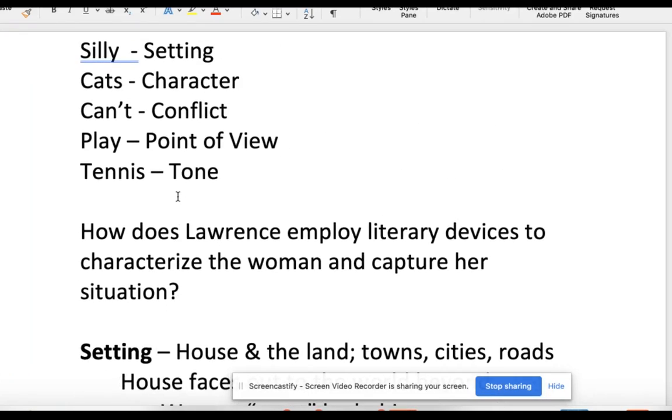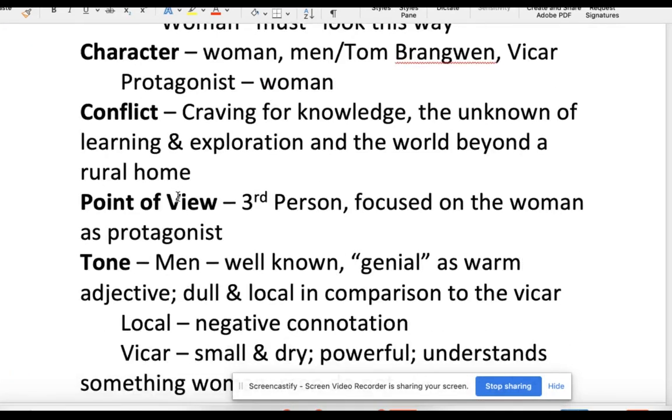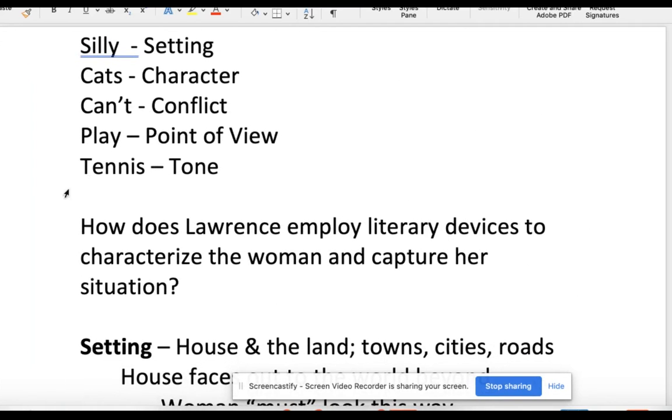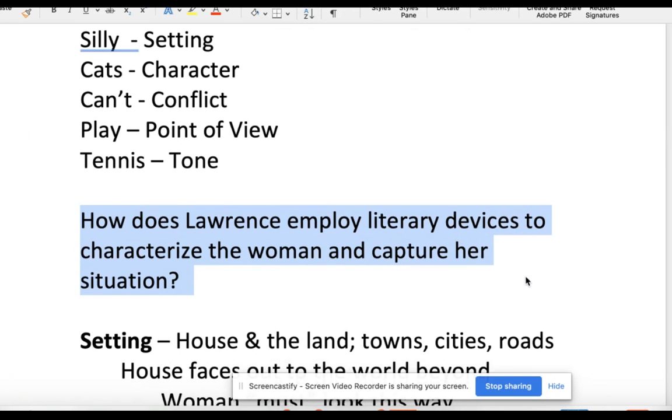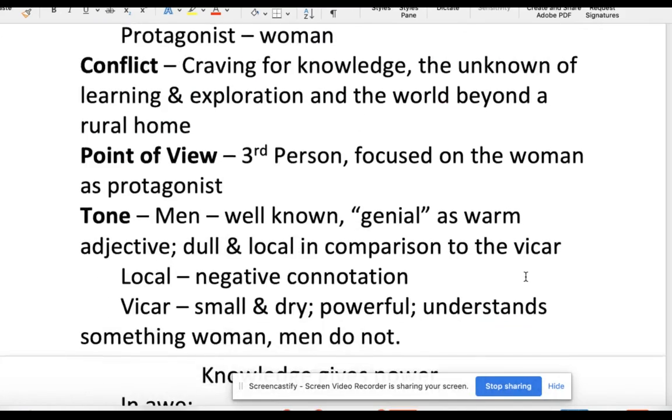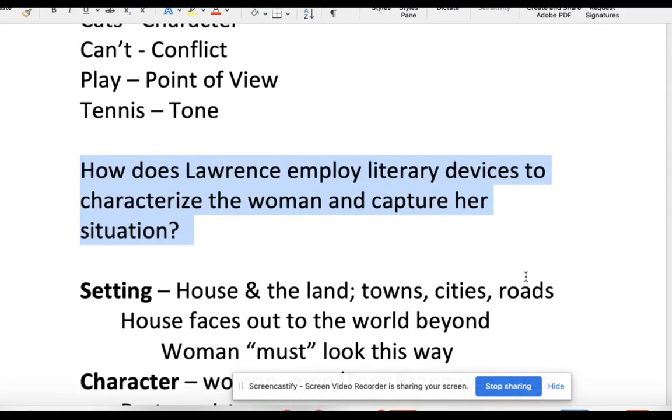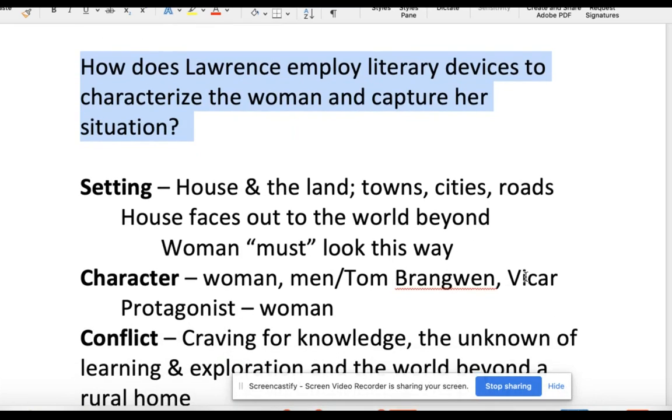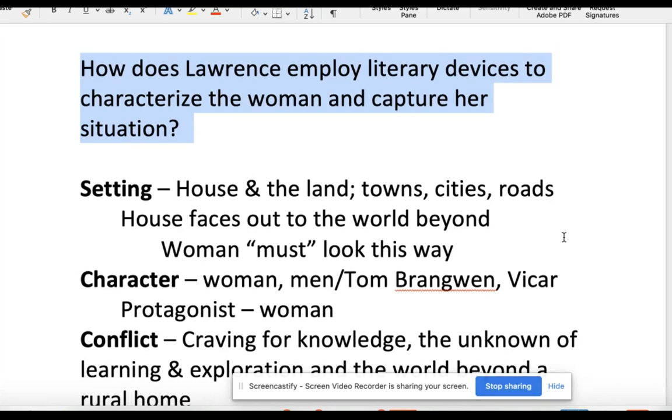Okay. Now, there's a pretty sweet trick that we can use to respond to this that we'll go over in the next one. So what we want to do is work towards a thesis statement here. How does Lawrence employ literary devices to characterize the woman and capture her situation? Well, I want to answer that question. And then I'm going to show you the chicken foot, which is in some of the other videos on the channel if you check them out, as a quick down and dirty way to organize this. I think we'll do it in the next one because it's getting a bit long. Why don't we think about what a quick answer to that might be. Come back in a couple of days and we'll get into it in the next video.